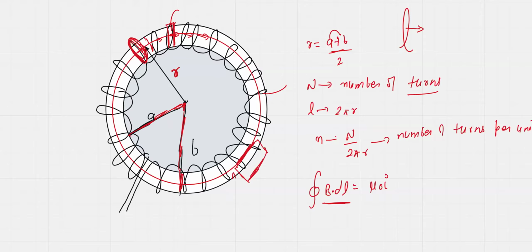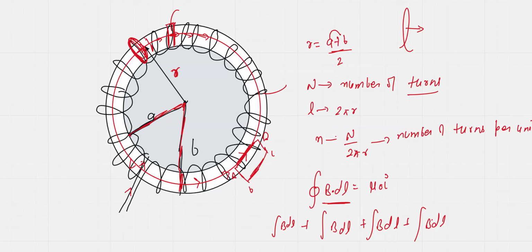I am saying this loop is A, B, C, D. So you can simply split it into four parts: integral of B dl plus B dl plus B dl plus B dl. In this case my current is going this way, from behind it is coming to the front side. This is behind. So what kind of magnetic field do I have? My magnetic field inside is in this direction.